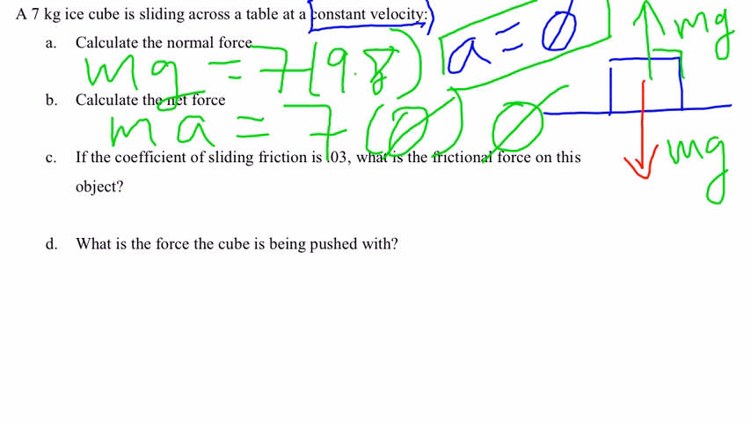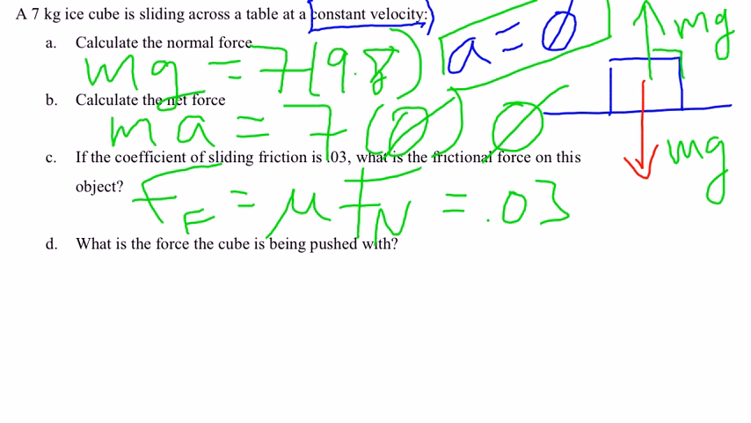Alright, now I say coefficient of sliding friction is 0.03. What's a frictional force? Well, friction is equal to mu times the normal force. And in this case, we already calculated the normal force, so it's going to be 0.03 times the answer you got in A, or just saying 7 times 9.8 again, because that was the normal force.